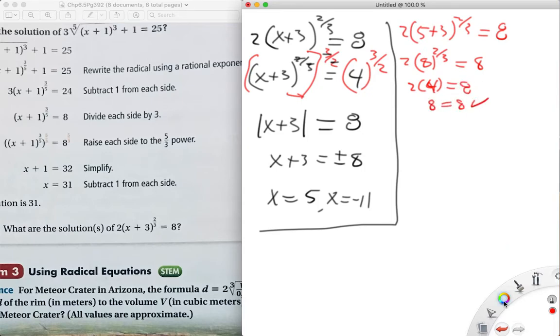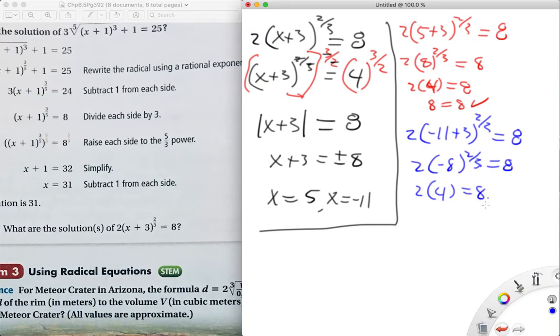So that works. If I do it with negative 11, I get 2 times (negative 11 plus 3) to the 2/3 equals 8. That's 2 times negative 8 to the 2/3. Negative 8 squared is 64, and the cube root of 64 is 4. So 2 times 4 equals 8, and 8 equals 8. It checks out.